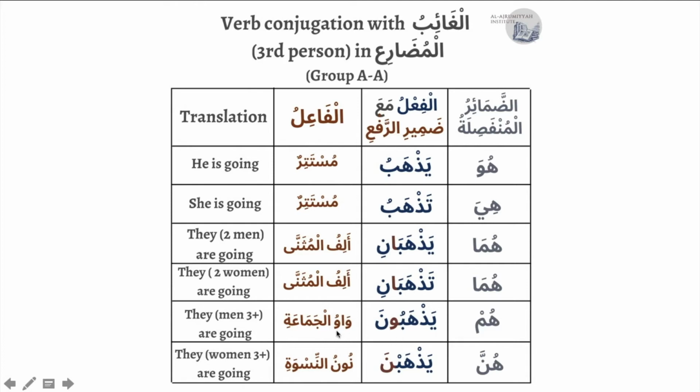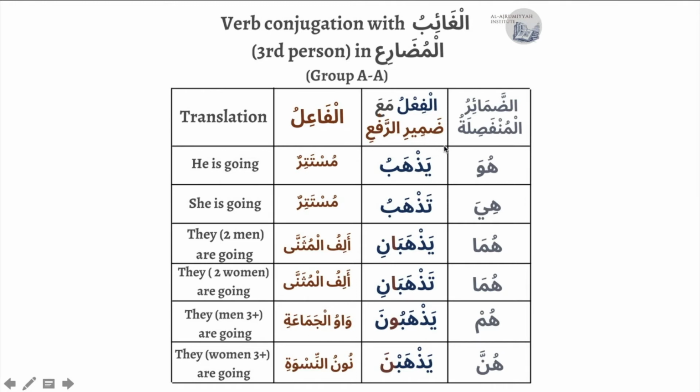And the fa'il here is waw jama'a, which is the waw that you see right here. Hunna is يذهبن. يذهبن means they, women, 3 plus, are going. And the fa'il here is called nun niswa, which is the noon that you see at the end right here. So that's for the third person, which is he, she, they. It's all conjugated like this.